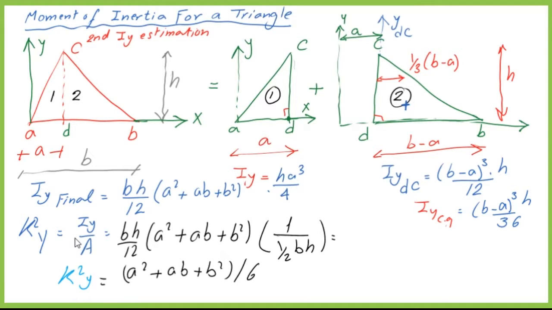Then we can get the radius of gyration by using the law k squared y equals I_y divided by A. So we have bh over 12 multiplied by (a squared plus ab plus b squared), all divided by the area, which is 1/2 bh. Then k squared y will be equal to (a squared plus ab plus b squared) divided by 6.